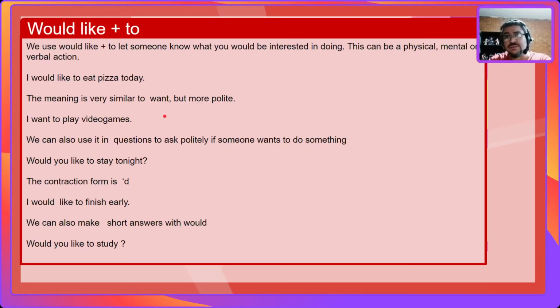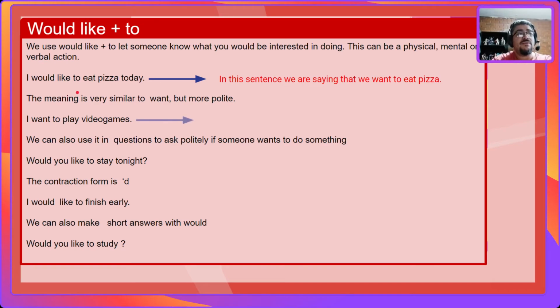Now, let's continue. Another topic that we also touched on was "would like to." We use "would like to" to let someone know that you will be interested in doing something. This can be physical, mental, or a verbal action. I would like to eat pizza today. In this case, we're saying that we want to eat pizza, but we're using a nicer way to say it. For example, I want to play video games. I would like to play video games.